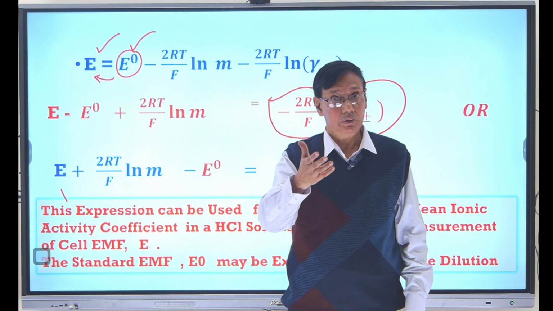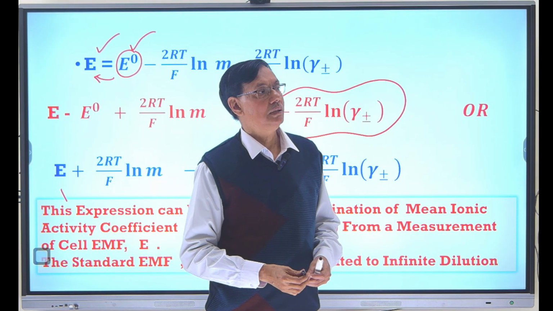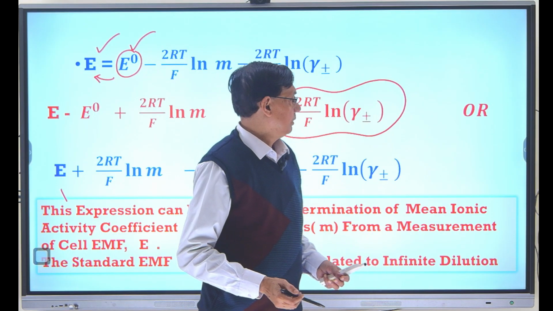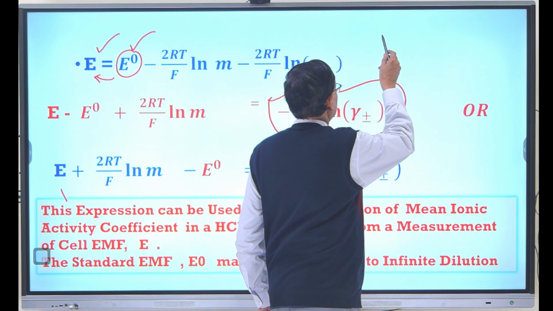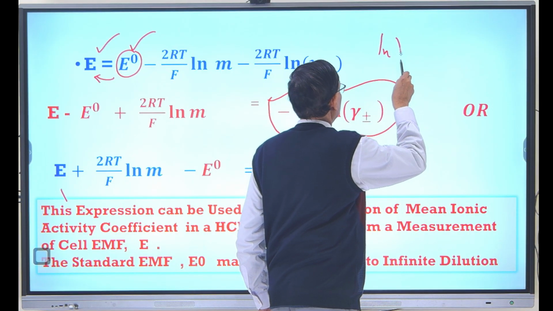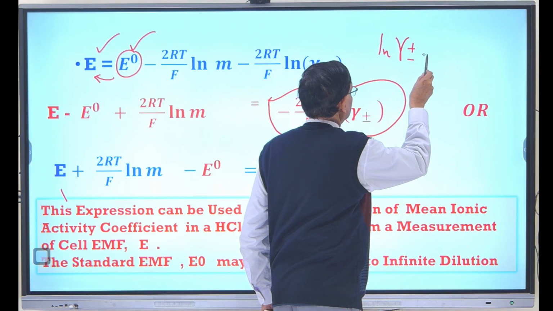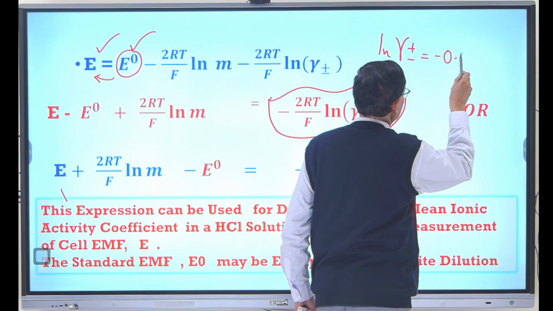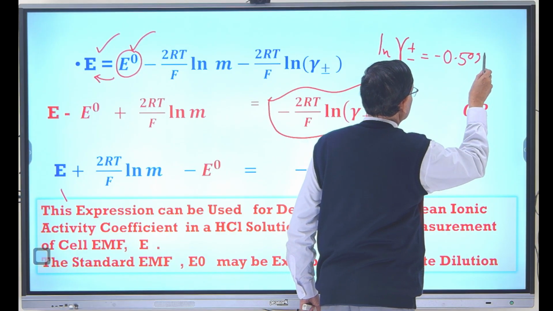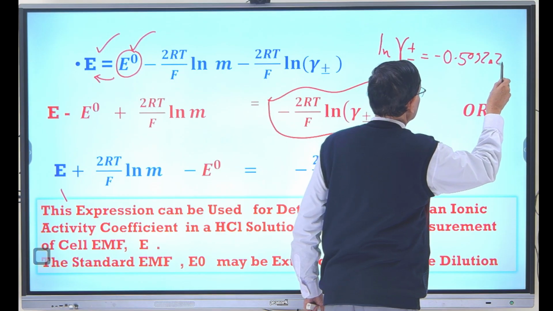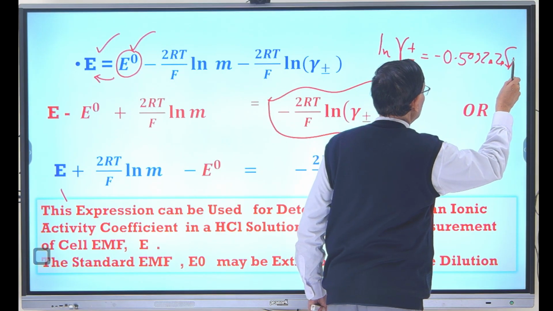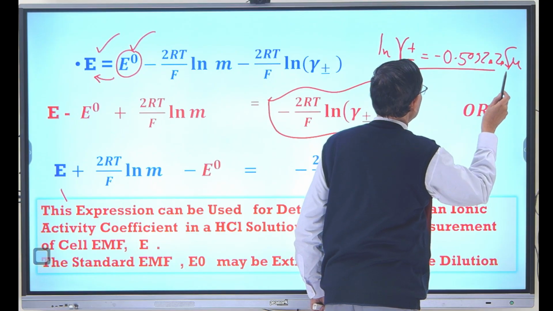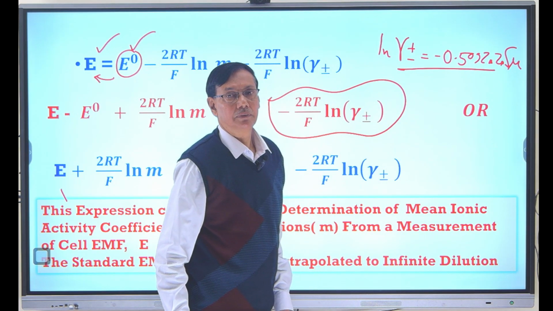Now, I have already taught you the Debye-Huckel theory very well. If I tell you that natural log of gamma plus-minus is equal to minus 0.509 ZA ZB under root of mu, that is the normal form of the Debye-Huckel equation.